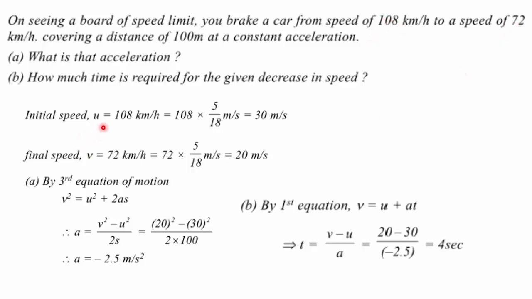So first I will take the initial speed as 108 km per hour and convert it to meters per second. Final velocity 72 km per hour, I convert to meters per second. And I use the third equation, v squared is equal to u squared plus 2as. s is the displacement, v and u are the final velocity and initial velocity. If I substitute, I get the acceleration or retardation or negative acceleration, which is 2.5 meters per second squared. Then I use the first equation, v equal to u plus at, and substitute this value of acceleration here and get the time by which this car has reduced its speed from 108 km per hour to 72 km per hour.